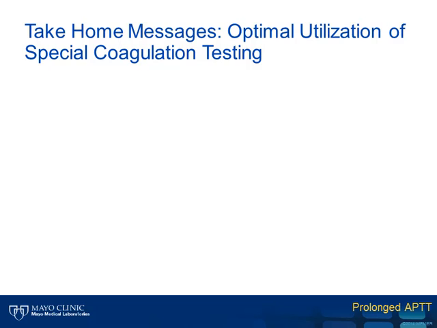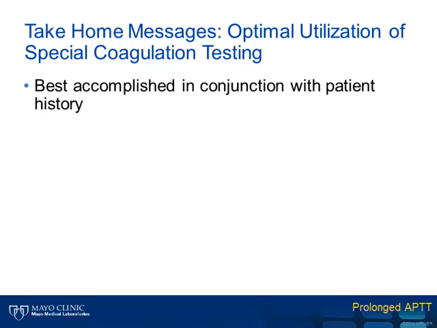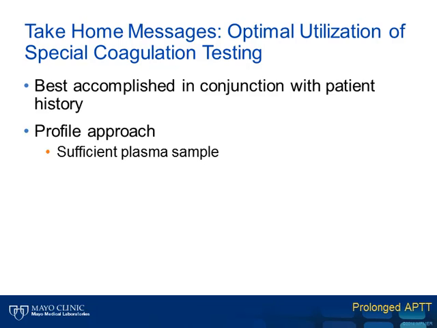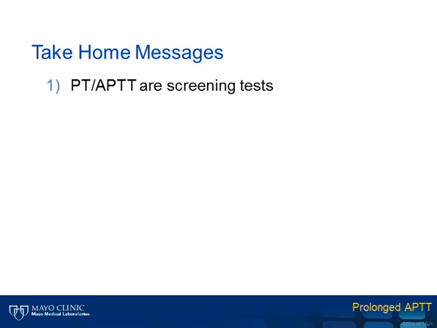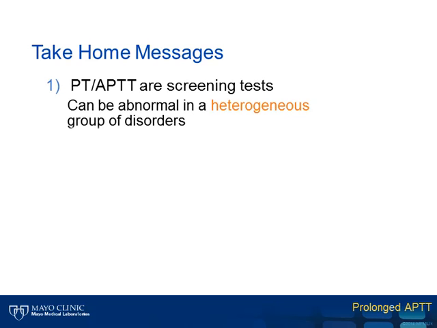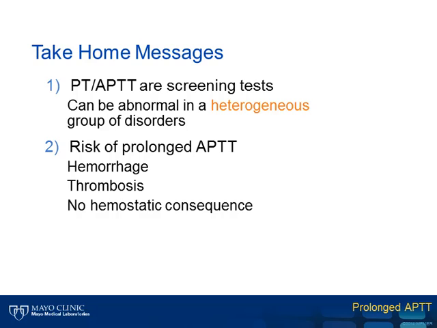So the evaluation of a prolonged APTT is best accomplished within context of the patient history. The optimal approach consists of initial screening tests and reflexive testing depending on the patient history. In conclusion, the PT and APTT are screening tests of hemostasis, which can be abnormal in a heterogeneous group of disorders. A prolonged APTT may reflect a risk for hemorrhage, thrombosis, or may be of no hemostatic consequence.